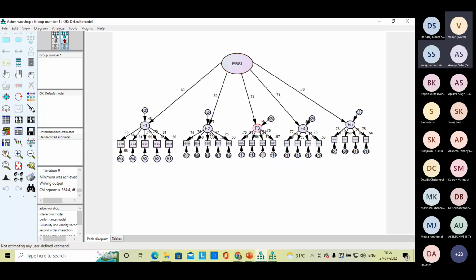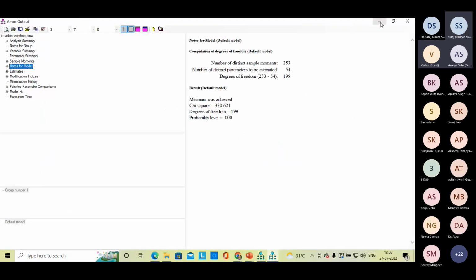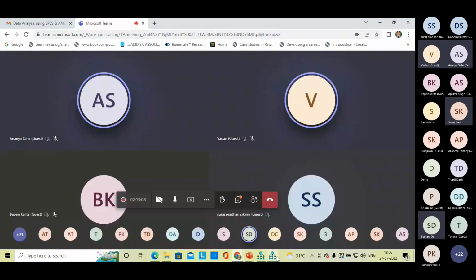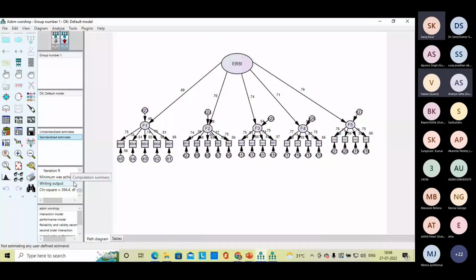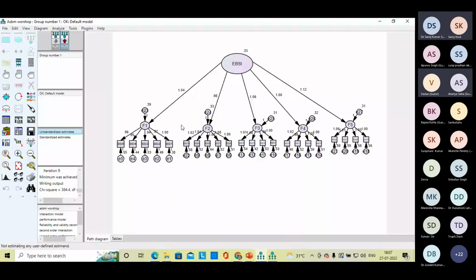So is this standard or non-standard? Please ask me again. Standard. What are you asking? He's asking about standardized or unstandardized estimates. These are all standardized, because I have clicked standardized. Yes, unstandardized would give you the 1 that we could see there. Unstandardized is more than 1. Go to the standardized estimates.